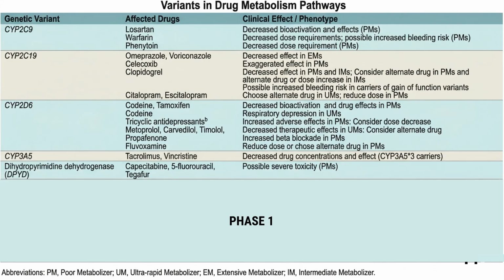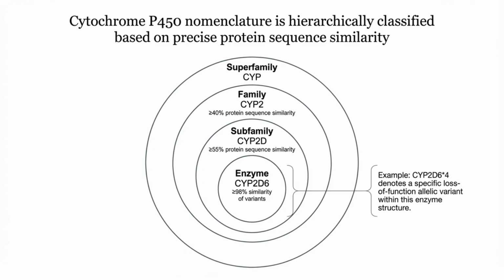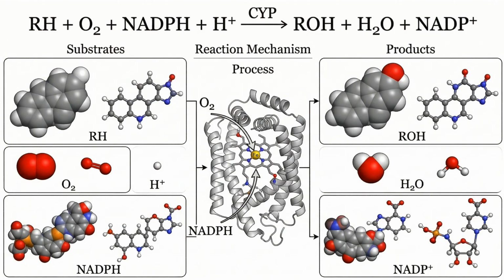This table highlights key genetic variants in Phase 1 drug metabolism pathways, their affected drugs, and the resulting clinical effects or phenotypes. Cytochrome P450 nomenclature is hierarchically classified based on precise protein sequence similarity, ranging from superfamily to family, subfamily, and the specific enzyme. The reaction mechanism of cytochrome P450 involves the enzyme catalyzing the oxidation of substrates, in this case RH, using O2, NADPH, and H+, to produce ROH, H2O, and NADP+.